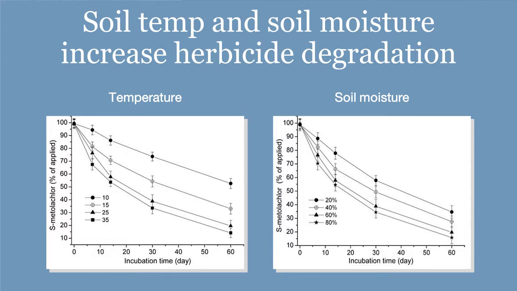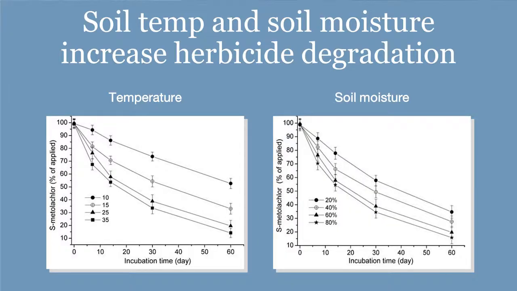So here's some examples of how that all works. On your left, we've got degradation of S-metolachlor again, but here looking at a range of different temperatures that the soil is at, ranging from 10 degrees to 35 degrees. So 10 degrees is the closed circles on the top there. And what you can see is that as you increase the temperature, you increase the rate of degradation of S-metolachlor in this system. So at 10 degrees, after 60 days, there's about 55% left, and at 35 degrees, we're down under 20%.